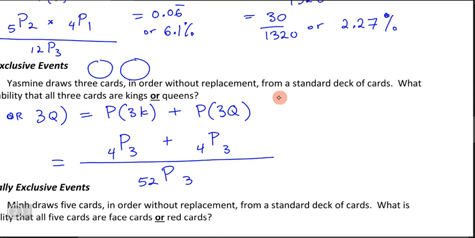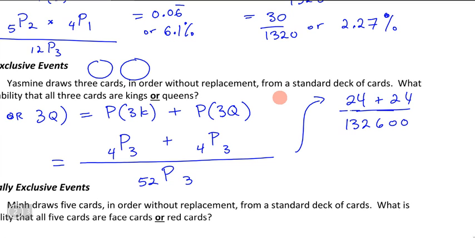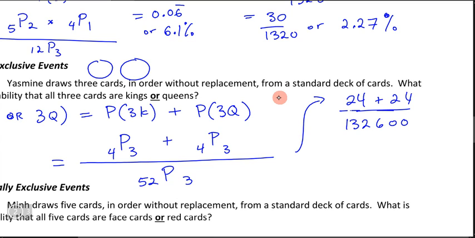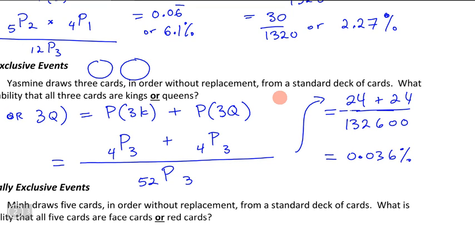And so I have here 24 ways to draw 3 kings plus 24 ways to draw 3 queens, divided by 132,600 ways to deal or to arrange 3 cards when you have a standard deck of 52. And that is 0.036%. A very low probability of drawing either 3 kings or 3 queens.